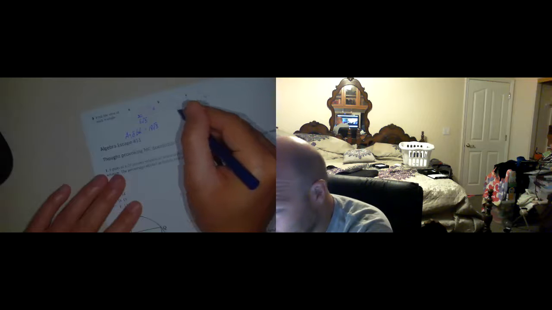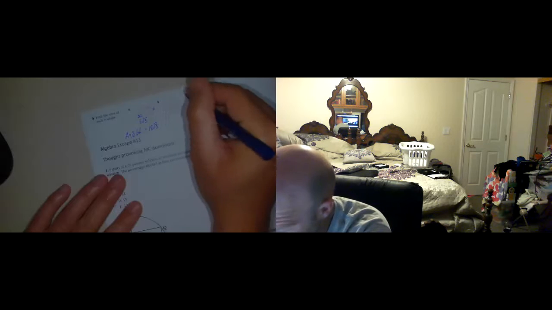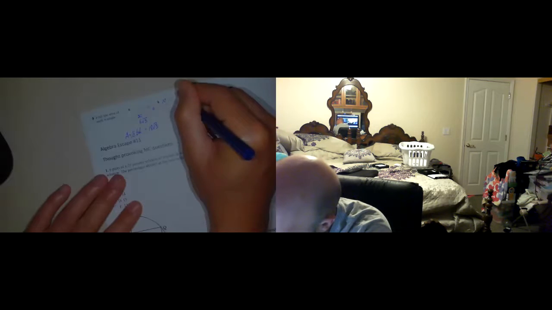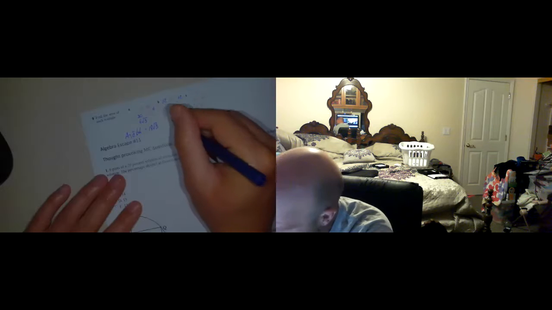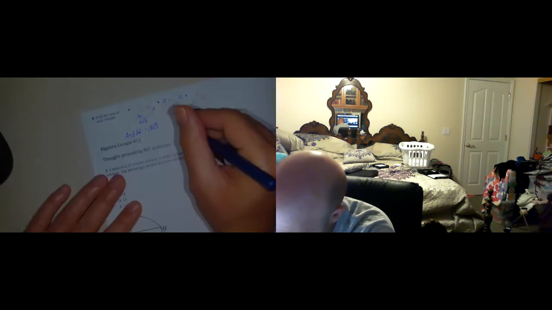If this is 12 root 2, it's a 45, 45, 90 triangle, so this should be 12 and 12. I should get 1/2 of 12 times 12, 1/2 of 144, which seems to me to be 72 in this one.